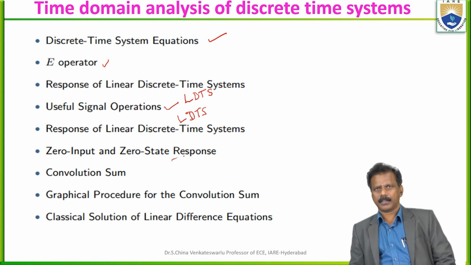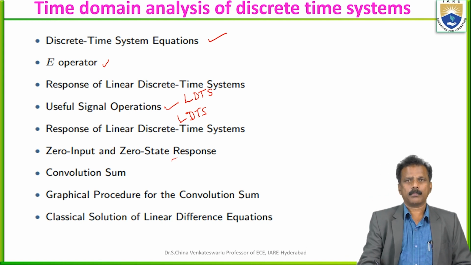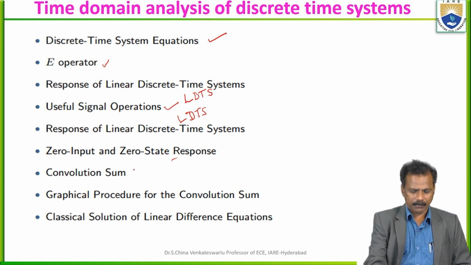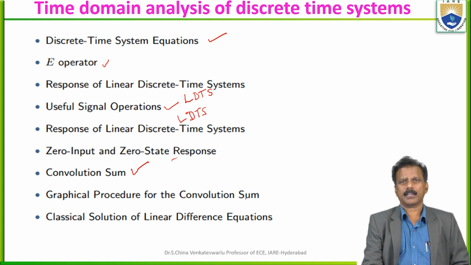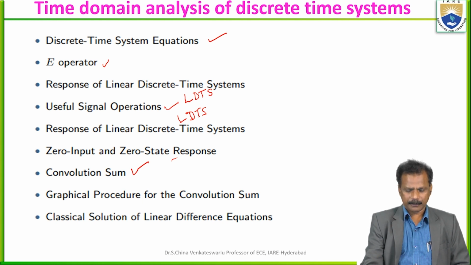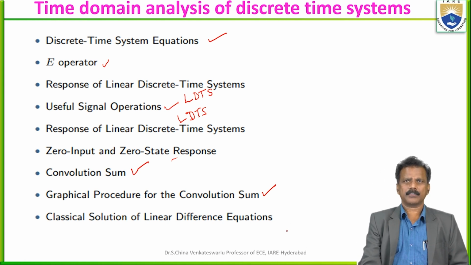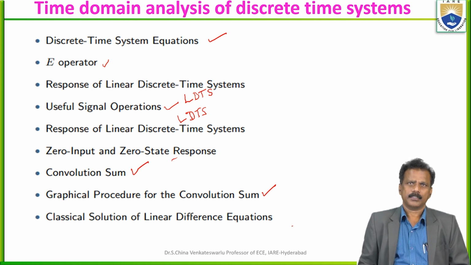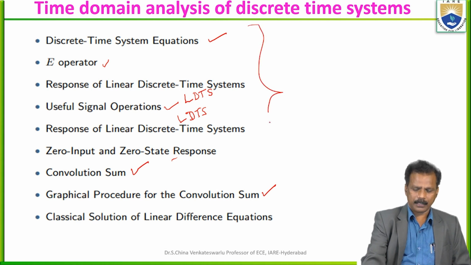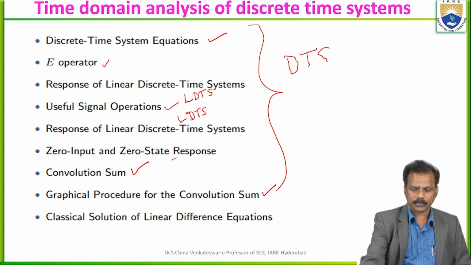After that we'll verify the zero input and zero state response of the convolution sum. Then try to verify the graphical procedure for the convolution sum, and the classical solution of the linear difference equation. This is under the time domain analysis of discrete time systems. It is all purely based on DTS, evaluated using discrete time signals.